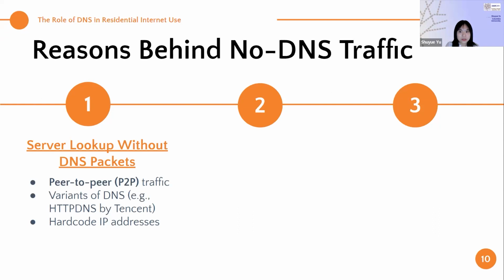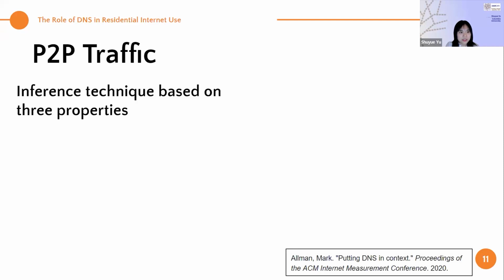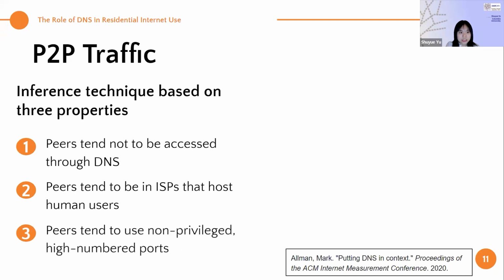Among those applications that do not direct users with DNS packets, we expect peer-to-peer applications to be the most prevalent ones. We try to identify peer-to-peer traffic with an inference technique. Our inference technique is based on three properties. First, peers tend not to be accessed through DNS. Second, peers tend to be in ISPs that host human users. And last, peers tend to use non-privileged, high-numbered ports. Our technique identified 6% of traffic, which is 17% of connections, as peer-to-peer.